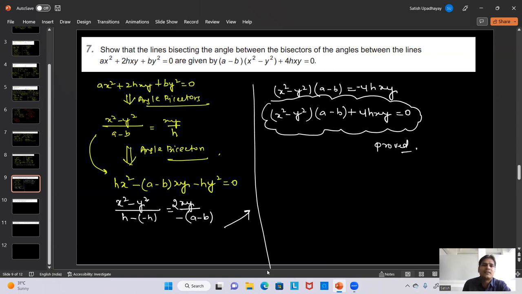So basically, this is the homogeneous second degree equation. We have written the angle bisector of this line, and again we have to write the angle bisector of the angle bisector. So this is what the question is saying, so that the lines bisecting the angle between the bisectors of the angle between the lines, right? So obviously it will be given by this equation. So we have applied the formula 2 times, nothing else. So yes, we are done with this question. Let's see the next one.